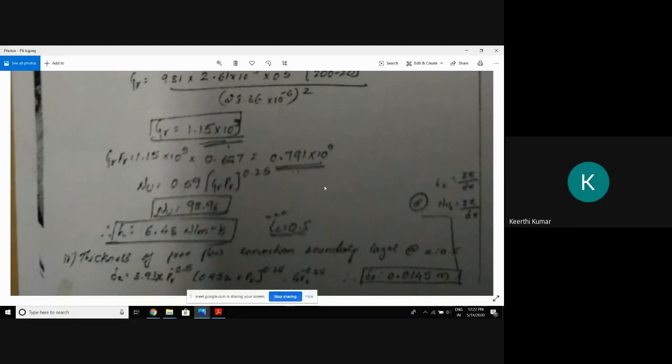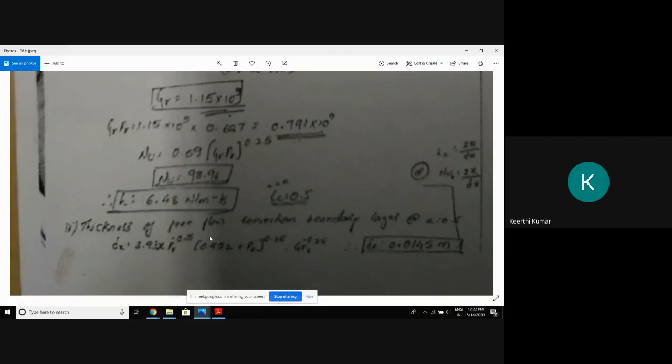If he has given 1/4 way, then what will you do? L by 4. In the first case it was L by 2, here it is supposed to be L. Okay, then we'll go for the thickness of the free convection. That's also asked, no? That means the boundary layer thickness delta at a distance of x equal to 0.5, that means x is equal to L by 2.